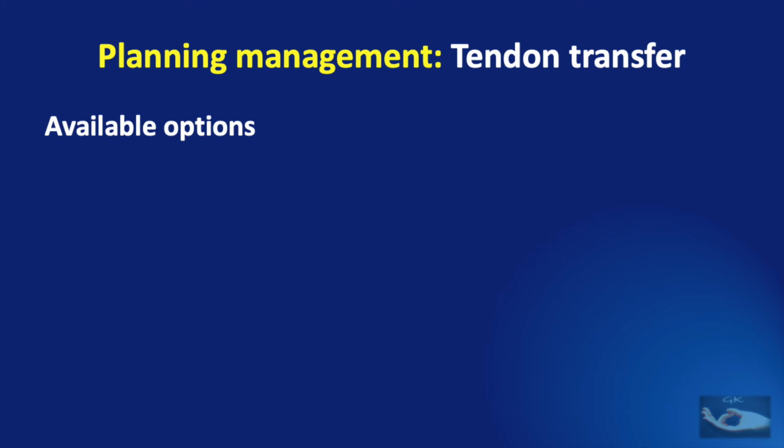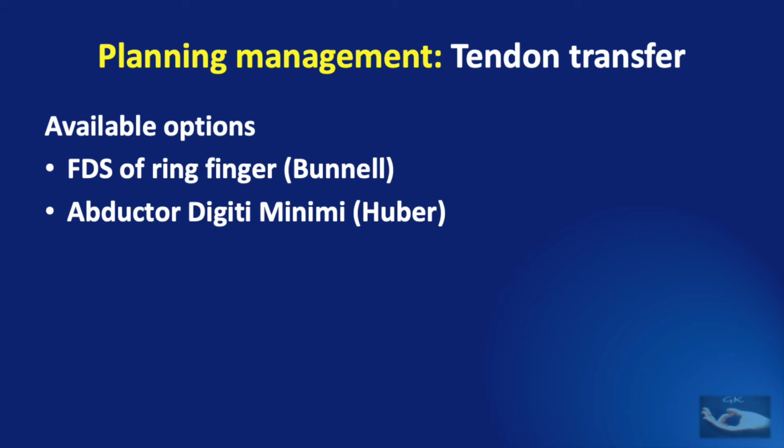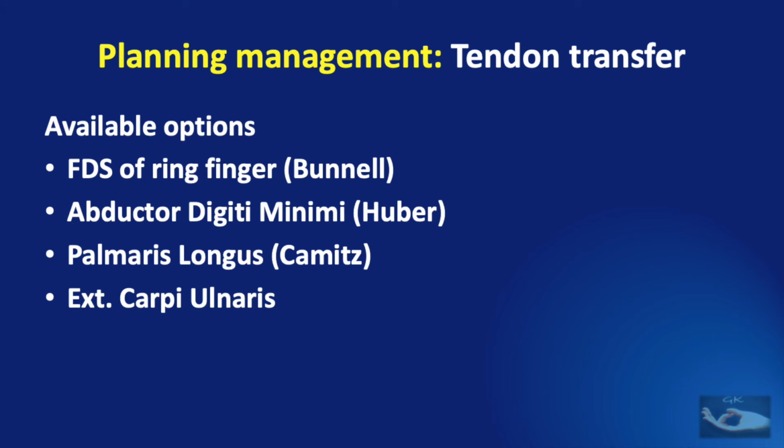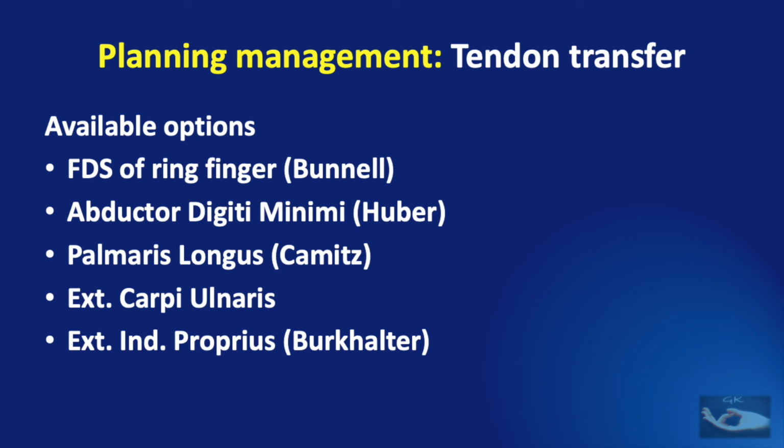The available options for tendon transfer are using the flexor digitorum superficialis of the ring finger, using the abductor digiti minimi, using the palmaris longus or extensor carpi ulnaris or the extensor indicis proprius. The FDS of the ring finger, if it is used, may result in reduced grip strength, and this may not be ideal for this manual laborer.